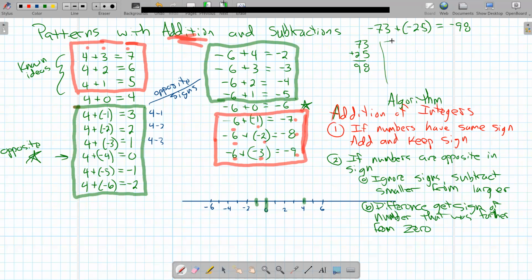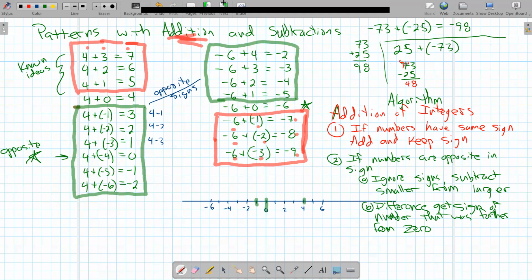Alternatively, if I had something like 25 plus -73, here they are opposite in sign. So I ignore the signs and subtract the smaller from the larger. Okay, so ignoring the signs for a second, I would do 73 minus 25. And I got borrowed to do that. So let's see, make that a 6, and this a 13. 5 to 13 is 8. 2 to 6 is 4.